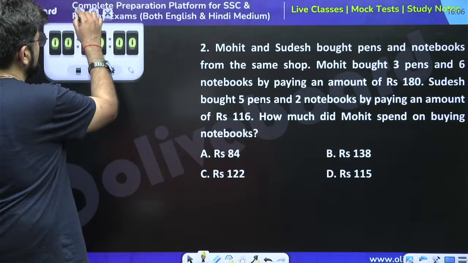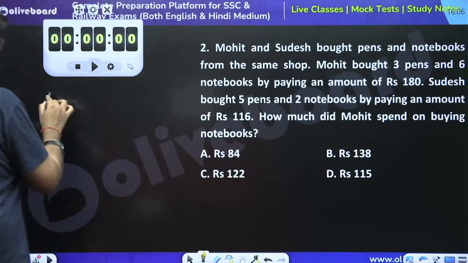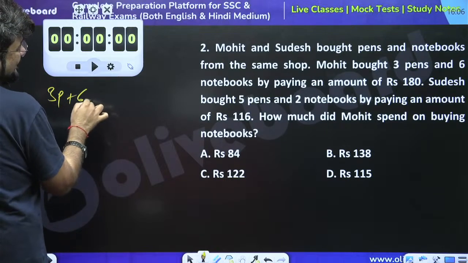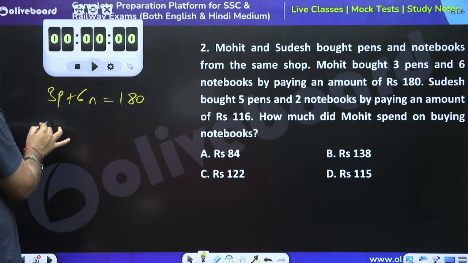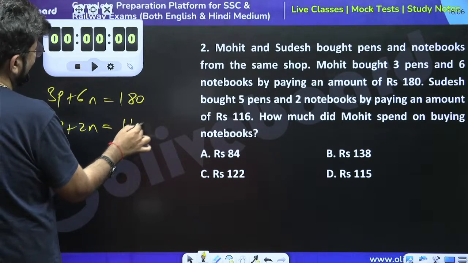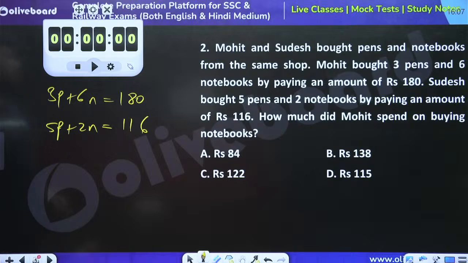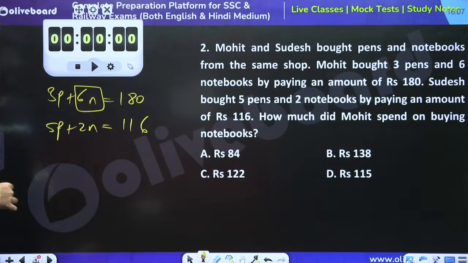Basically, we can form a simple equation here. Let the cost of one notebook be n and one pen be p. So we can say that 3p plus 6n is equal to 180, and we can also say that Sudesh bought 5 pens. So 5p plus 2n is equal to 116. Now you need to find how much did Mohit spend. So you need to find the value of 6n.